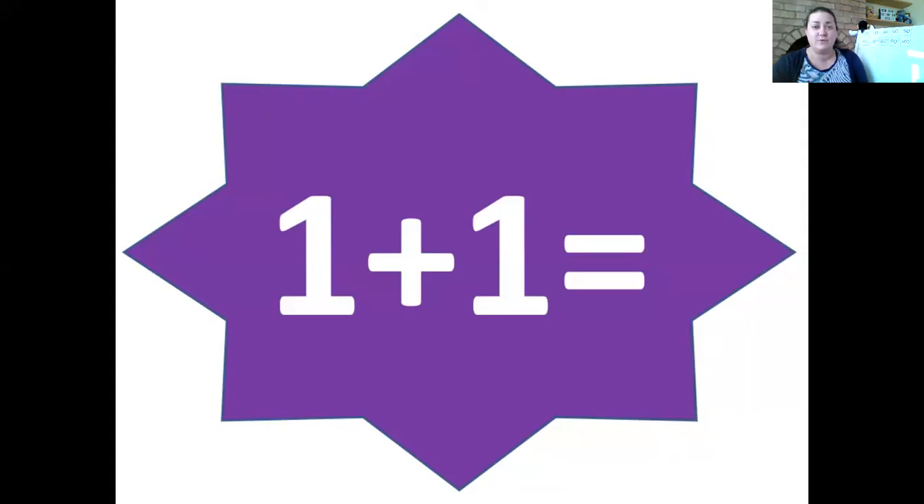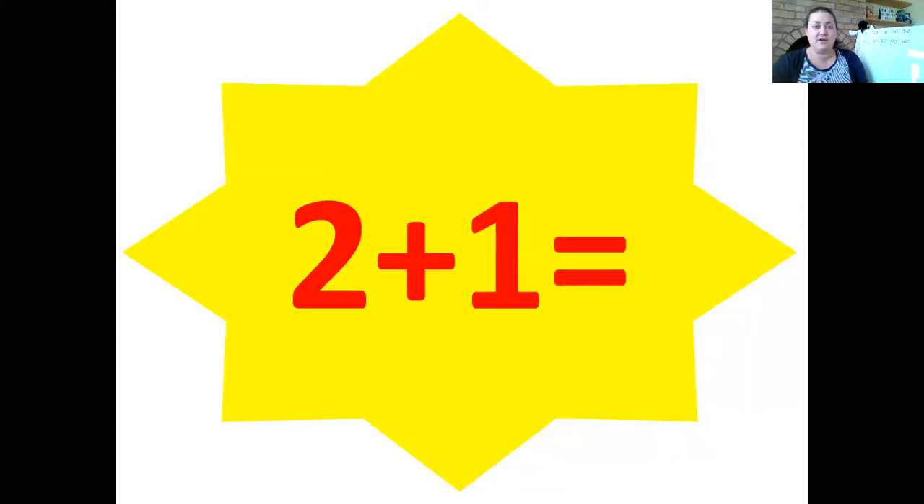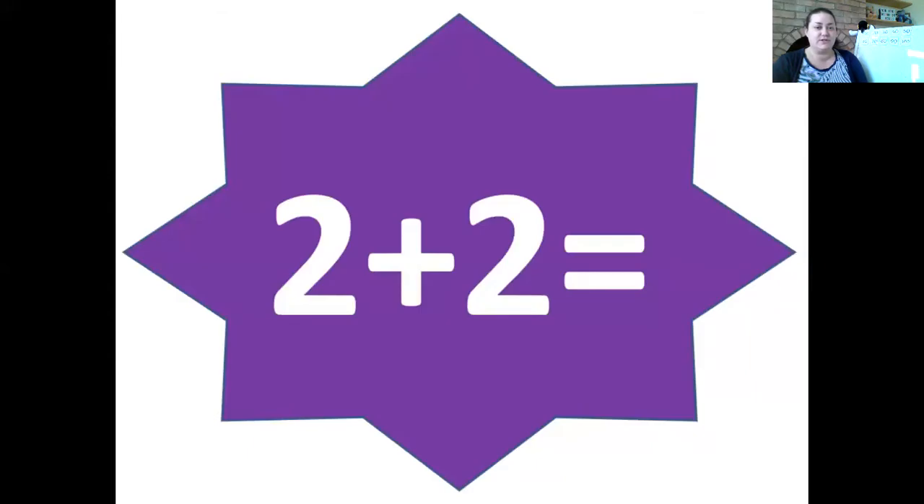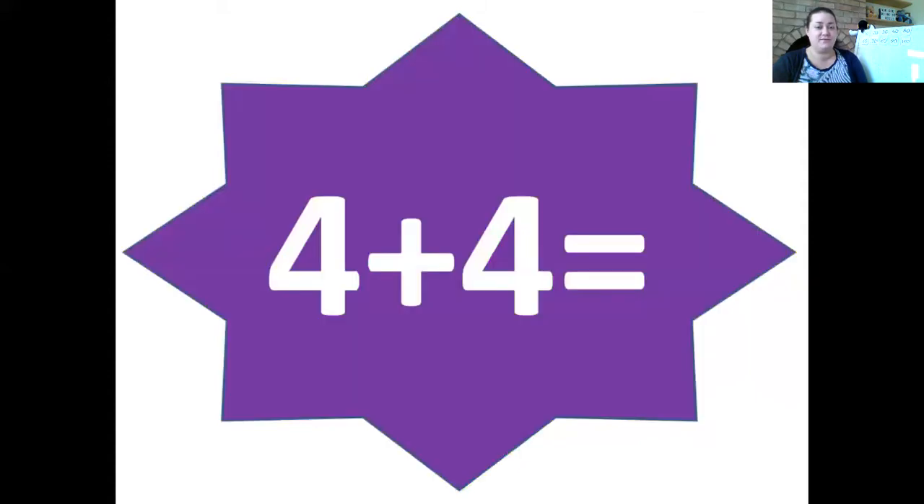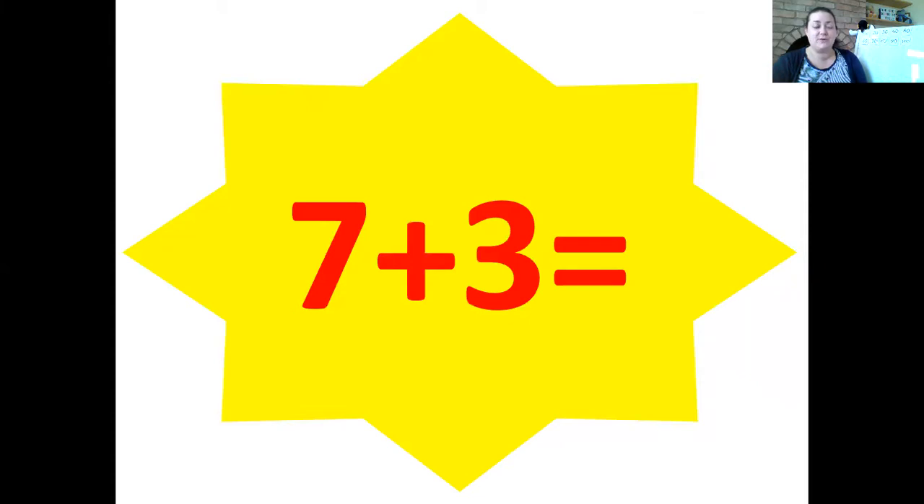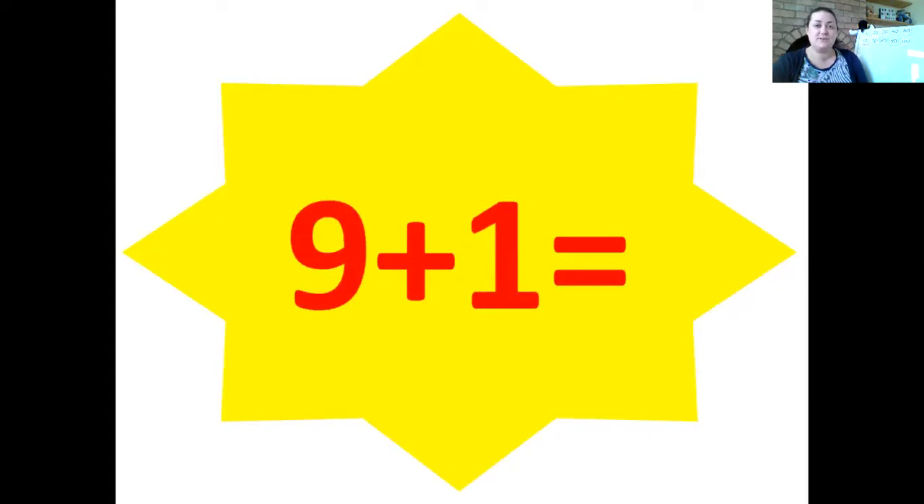So 1 add 1 equals 2. 2 add 1 equals 3. 8 add 2 equals 10. 2 add 3 equals 5. 2 add what equals 10? Good. 2 add 8. 2 add 2 equals 4. 3 add 7 equals 10. 4 add 4 equals 8. Good. 7 add 3 equals 10. 1 add 9 equals 10. 9 add 1 equals 10.